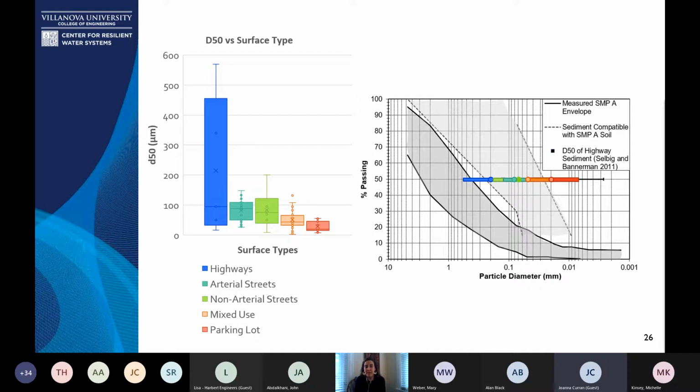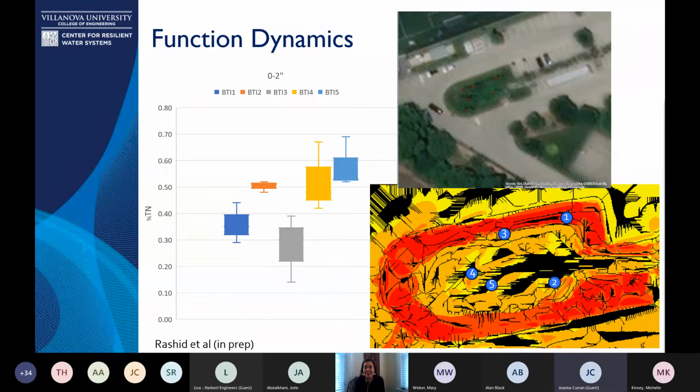And then in addition to that, we started thinking about, well, what does that mean? That's talking about what's moving into the soil, right? That these fines are being filtered by the media. But what does that mean on the environmental side? If we're thinking about nutrients, phosphates, metals being collected by GSI and then moving into the media. So this is another example. This is an example from a GSI that's on Villanova's campus. I showed it earlier. It's the BTI, the bioinfiltration basin that we have.